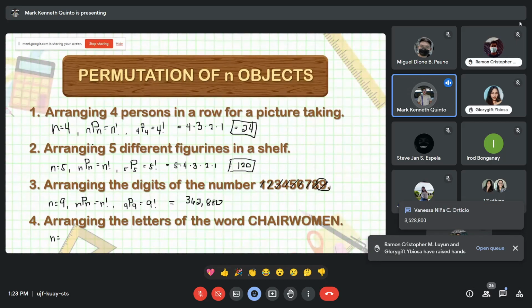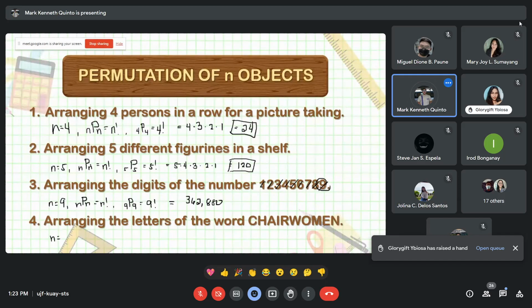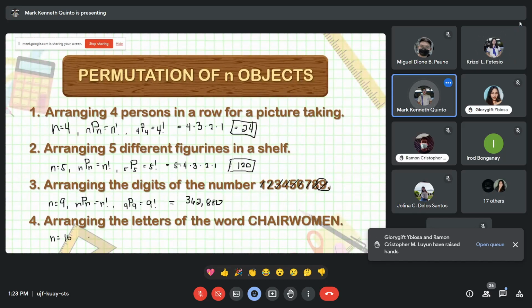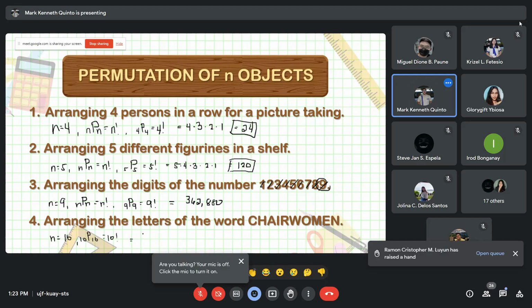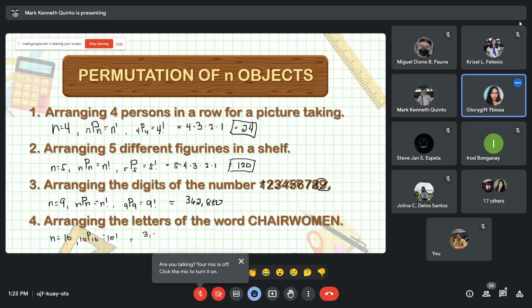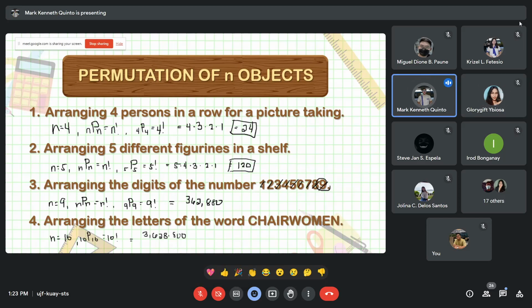Okay, Miss Rizel, can you please repeat the value of n? What is the value of n? 10. So therefore, we have the permutation of 10 objects taken 10 at a time is equal to 10 factorial. So what is the answer again? 3,628,800. So this is our 10 factorial. Any questions? Wala na po.